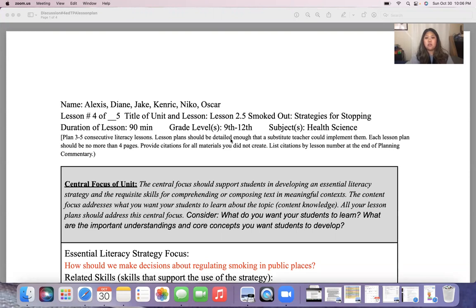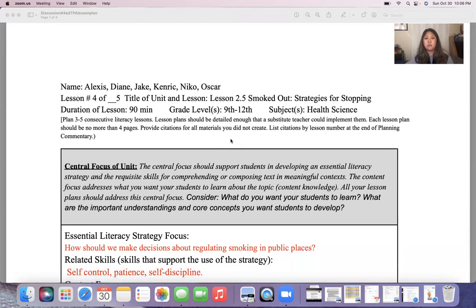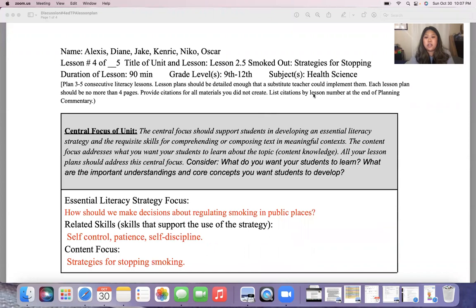Just going over the lesson plan that I did with my physical education group. We had lesson 2.5, called Smoked Out: Strategies for Stopping. Our subject area is health science for our high school grade level, and this lesson is to take around 90 minutes.